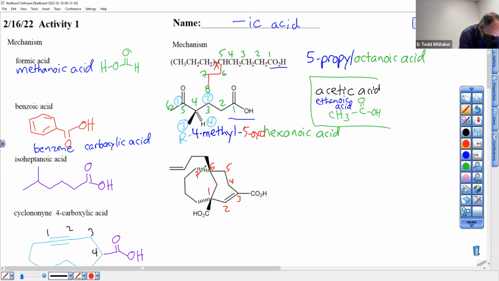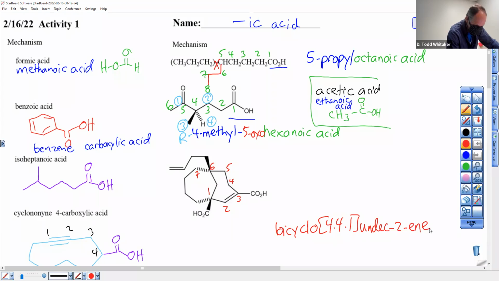And it's a bicyclo, so it's got B-I-C-Y-C-L-O in its name. 4, 4, 1. That bridge in the middle is a 1. That adds up to 9 plus 2 is 11. Undec-2-ene. And then separate words.